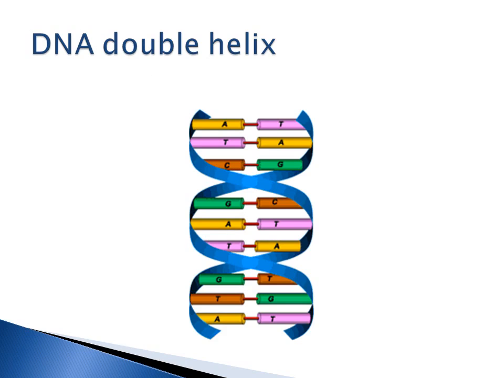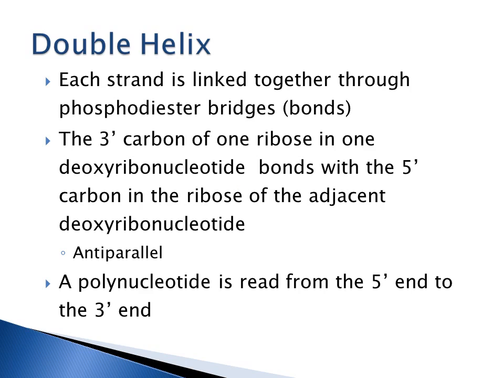Here's a schematic of your DNA double helix. So not only do you have two backbones that are in an anti-parallel direction with your nucleotide bases hydrogen bonded to one another, but it's all in a coiled form. So each strand, the backbones, are linked together through phosphodiester bridges. So that's your double helix backbone. Your nucleotides are linked together through hydrogen bonds.